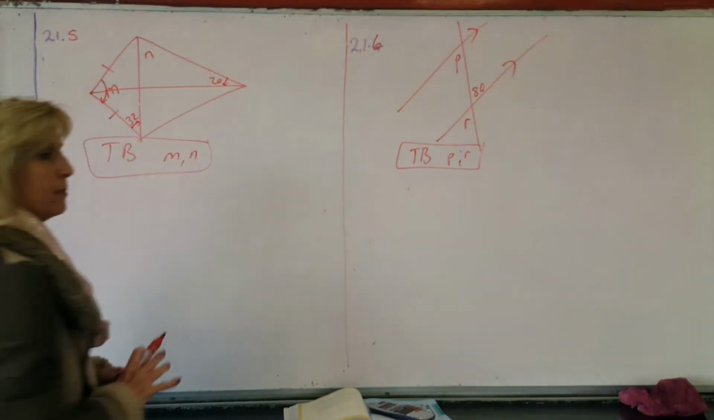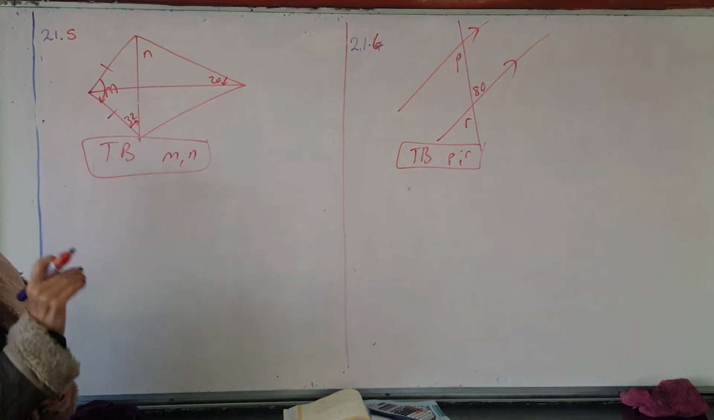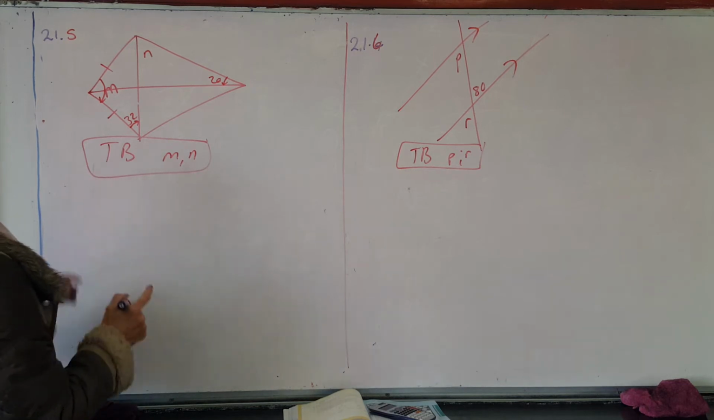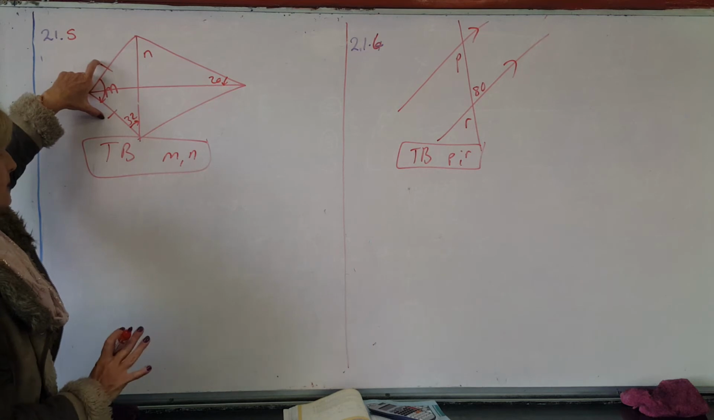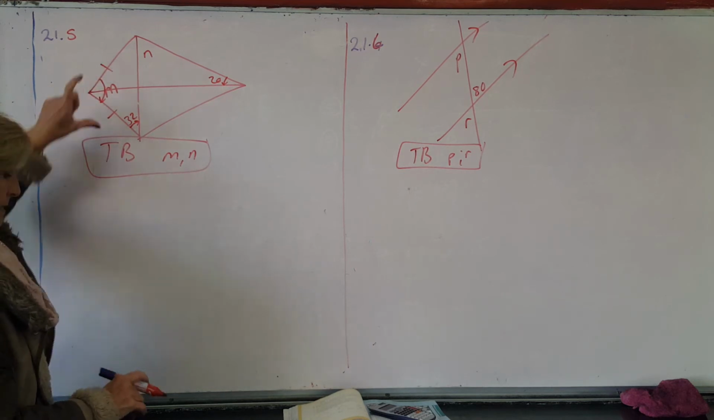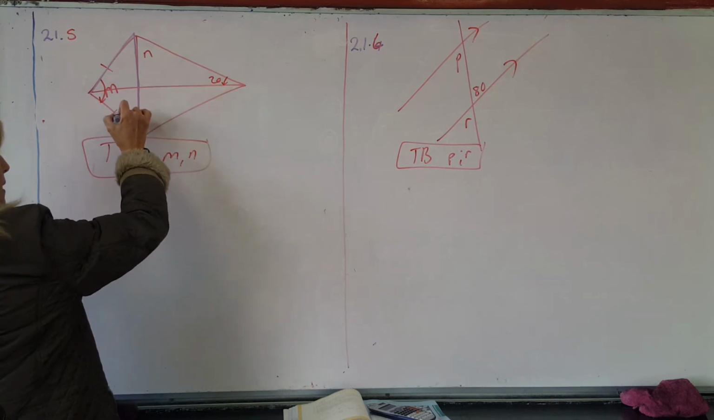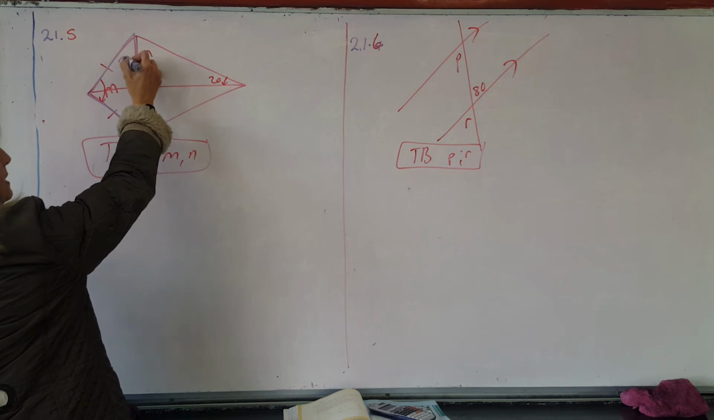Okay, number 21.5 was a bit more difficult. In this one, you had to realize the properties of a kite. How do I know that this is a kite? Because they gave me those two. And I could even get away with less than that. Because the first thing that you're going to do is to realize that this is a triangle where I'm ignoring that one there, and then this is going to be 32.